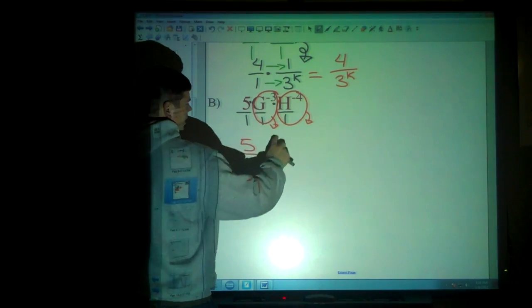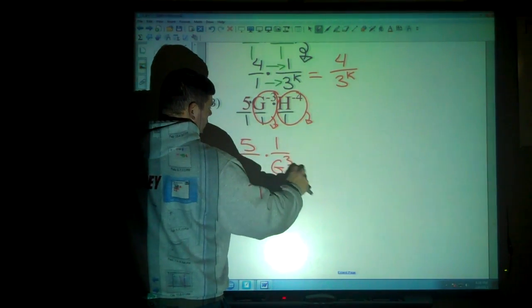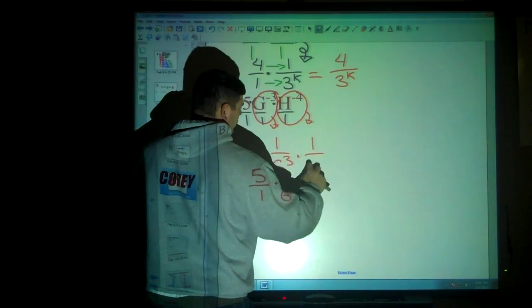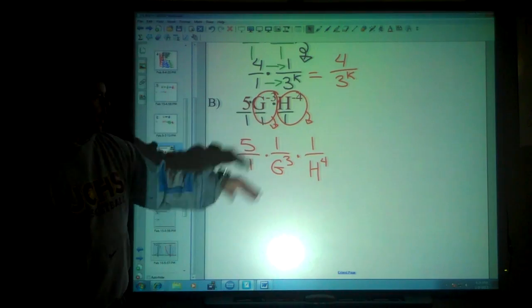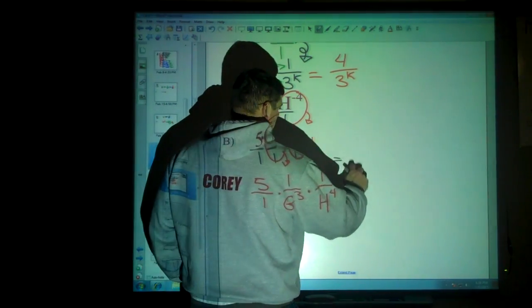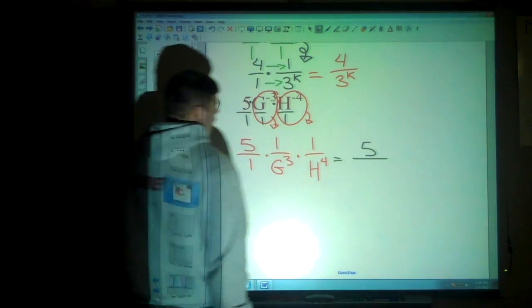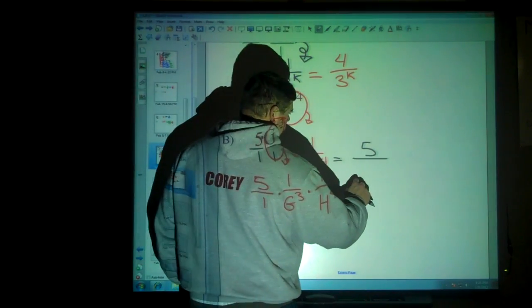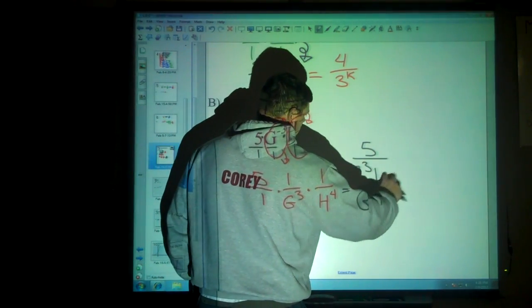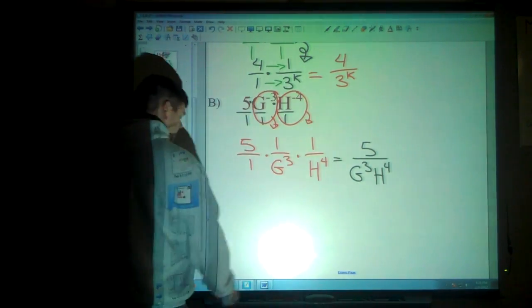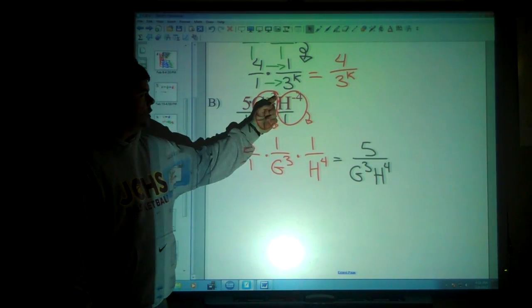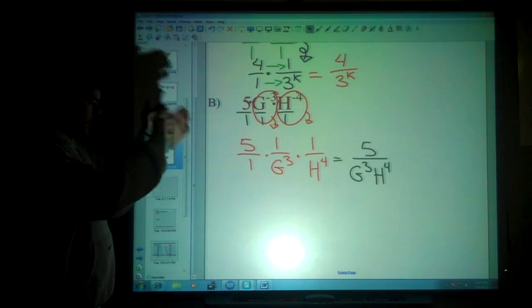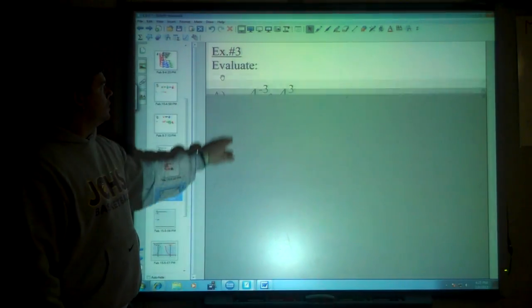But this will become 1 over g to the 3rd, and this will become 1 over h to the 4th. And then fractions multiply straight across, so your final answer is 5 over g cubed h to the 4th. Five didn't move, these didn't change signs, only the exponents changed sign when they went down below.